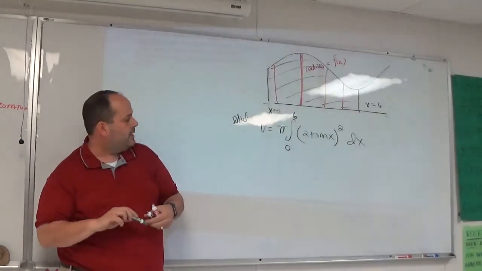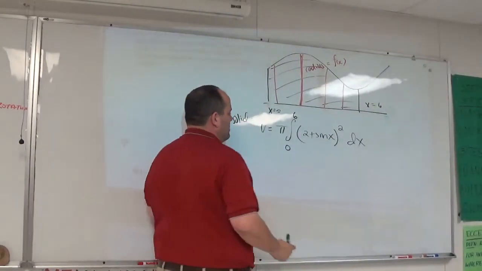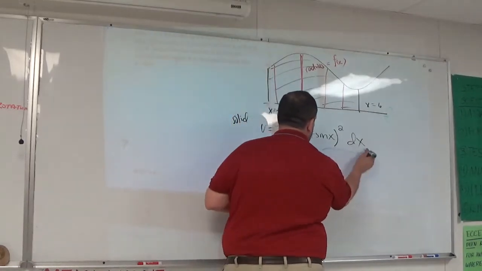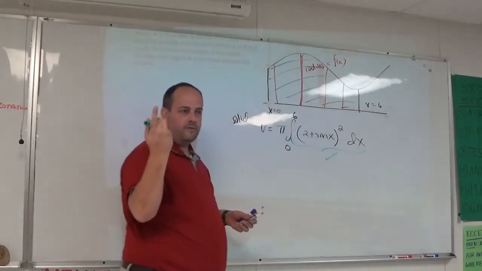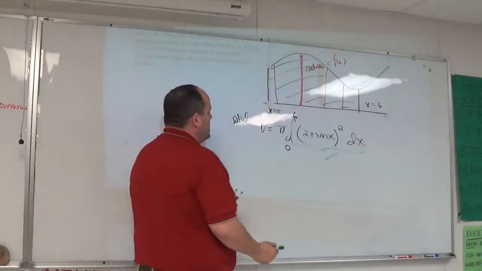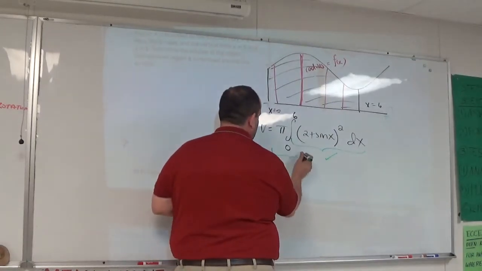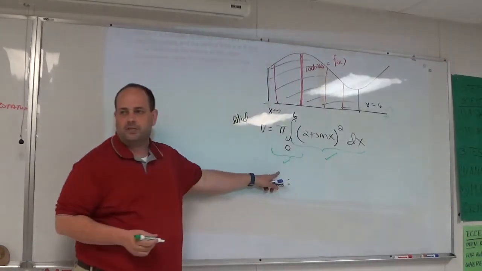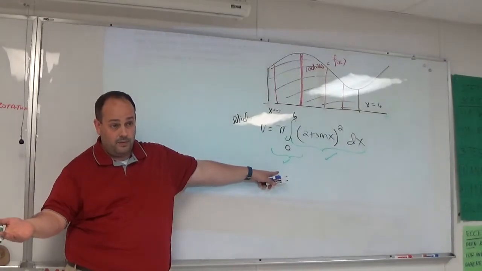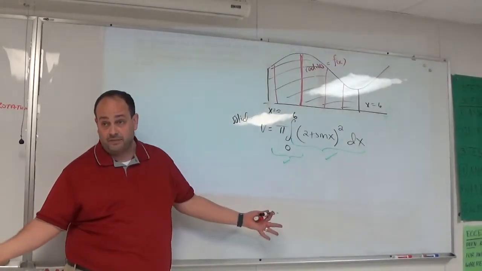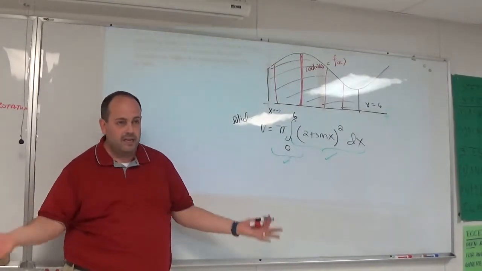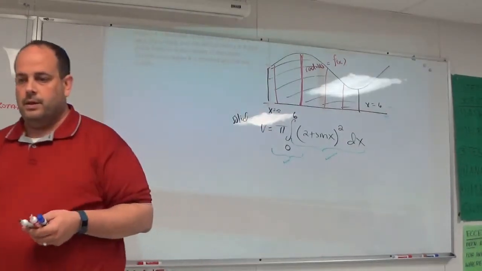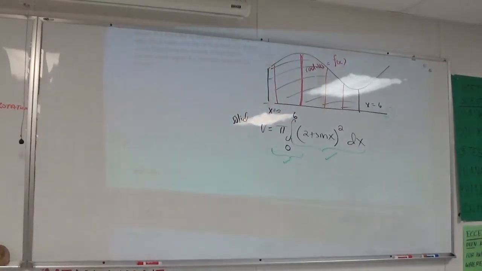squared. In terms of how I'm going to award points, if you get the integrand correct, first point. If you get the constant and the limits of integration correct, 1 point. Last thing, it's calculator active. Type it into the calculator. Everybody needs to plug this into the calculator. Yeah, I can get it done.